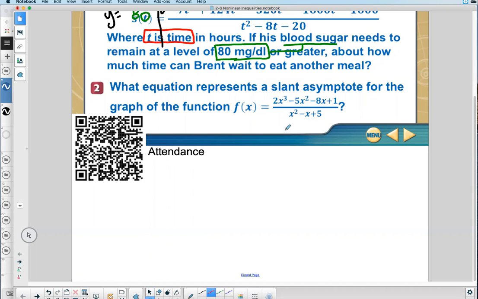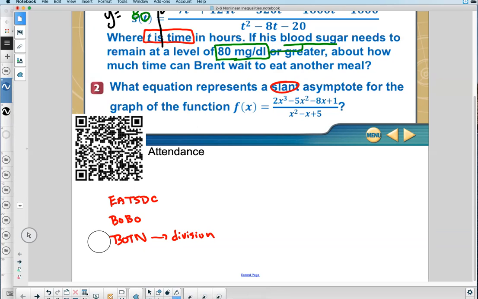So we learned this in lesson 2.5, that slant asymptotes or horizontal asymptotes come from the rules about checking exponents. So there were 3 rules. There was what we called EATS DC, which stood for exponents are the same, you divide your coefficients. There was BOBO, which means if you were bigger on bottom, the powers, it was going to be y equals 0. And the last one was bigger on top, no horizontal asymptote. Instead, you would use division to find your slanted asymptote.